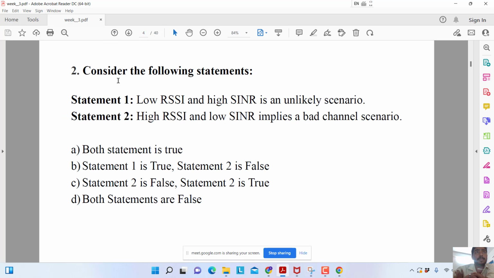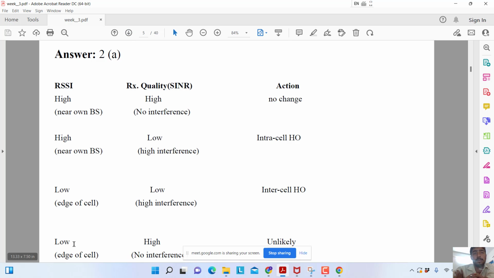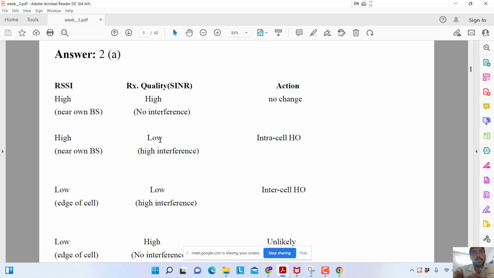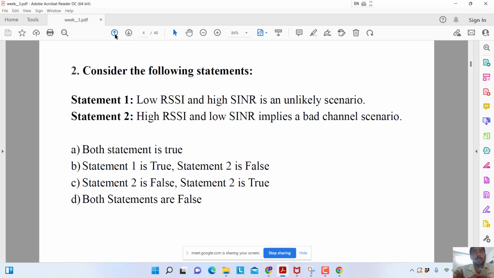So what is the statement? Statement one is the low RSSI and high SNR is the unlikely scenario, because it's statement number 4. So statement 1 is true. Similarly, statement 2 is high RSSI and low SNR implies the bad channel scenario. It comes in the category of second. As I told you, this makes the bad channel. It comes on a good channel condition. So statement 2 is also true. It means our option A will be right.